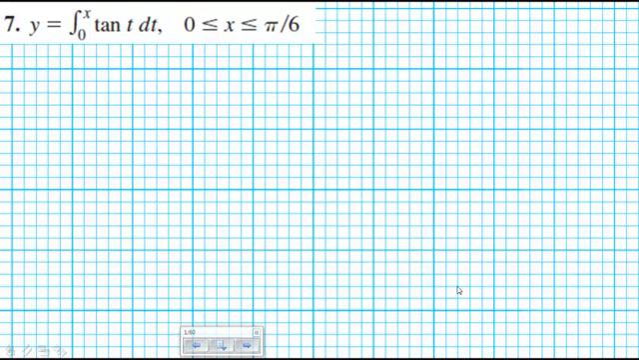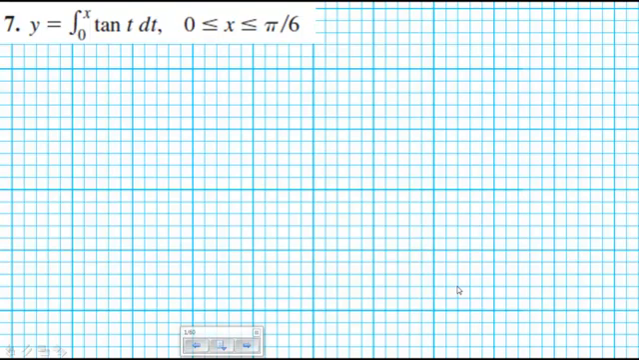Here we go. We're going to find the arc length of this function. By the way, this is a function of x. What does that mean? It means if I put in a different value for x, we get a new value out of that integral. Y is a function of x in this case.